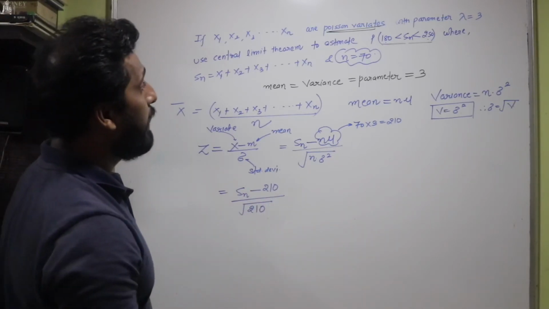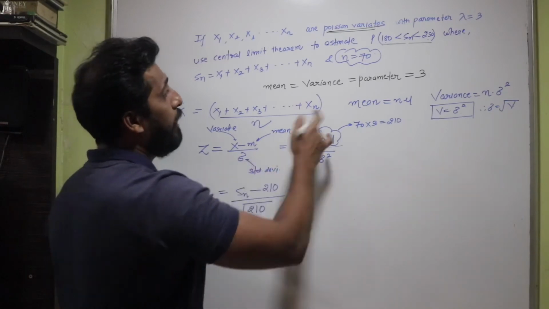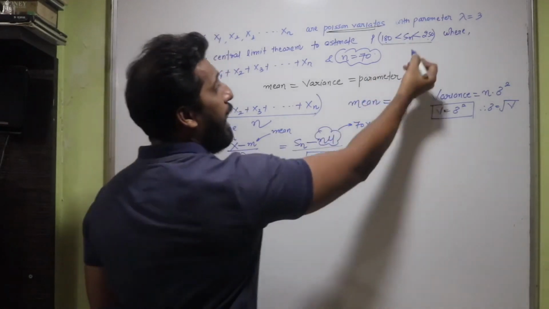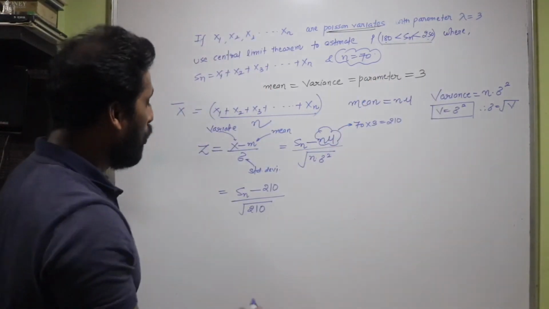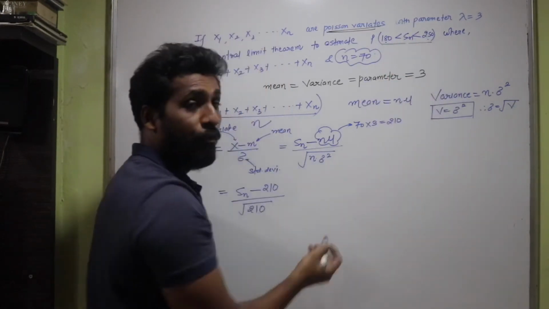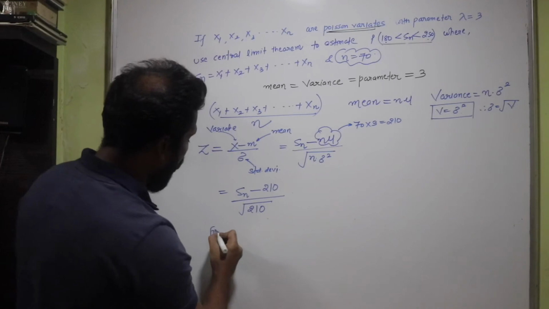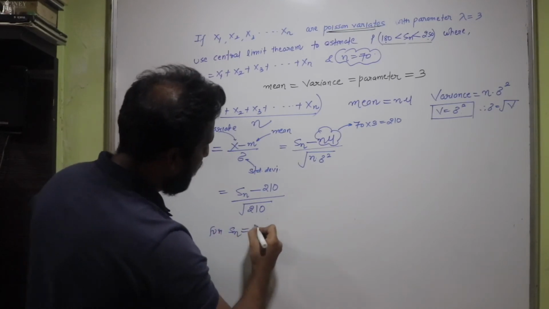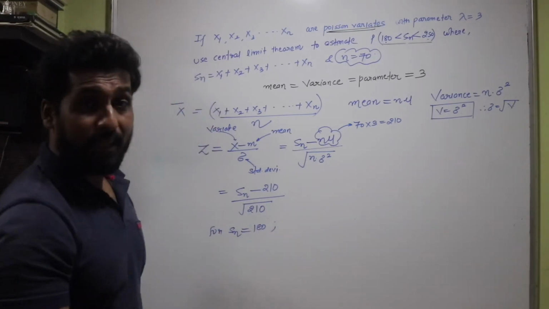So now I'm going to get the value of z for Sn equal to 180 and Sn equal to 250, because I want to find the probability of Sn lying between 180 and 250. So for Sn equal to 180, let's get the value of z.